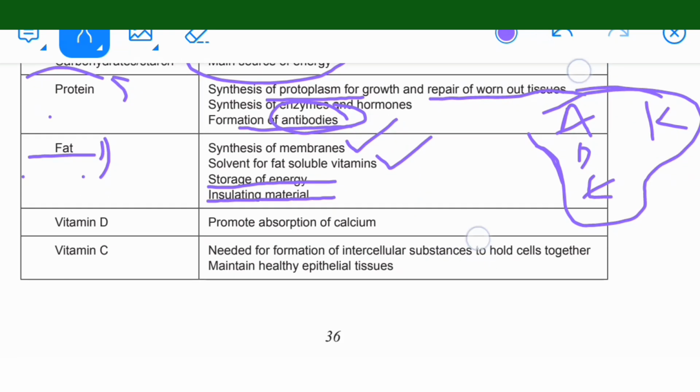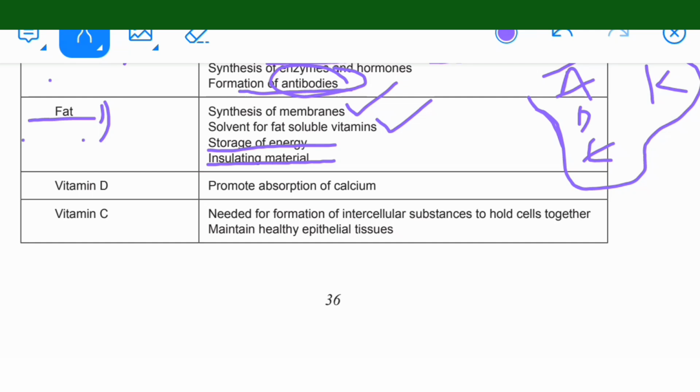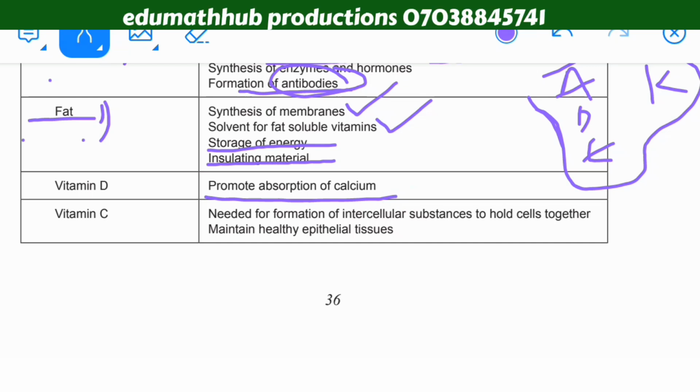The next one is vitamin D. Vitamin D promotes the absorption of calcium. So if you have a lot of vitamin D, the sunshine vitamin, or calciferol, it will help you to absorb a lot of calcium from calcium-rich foods. Then vitamin C, also called ascorbic acid, is an organic acid. Ascorbic acid, that's vitamin C.